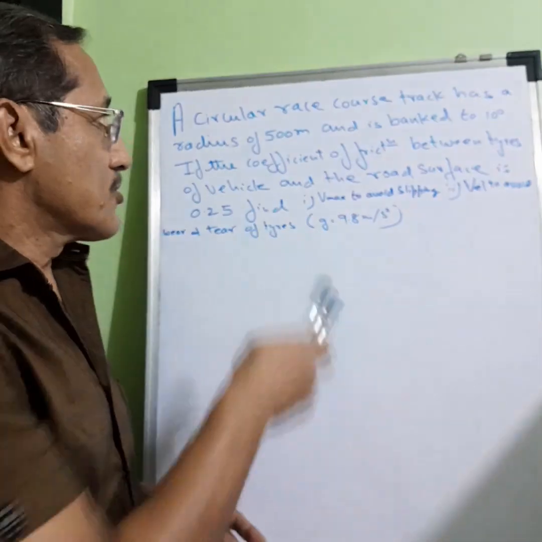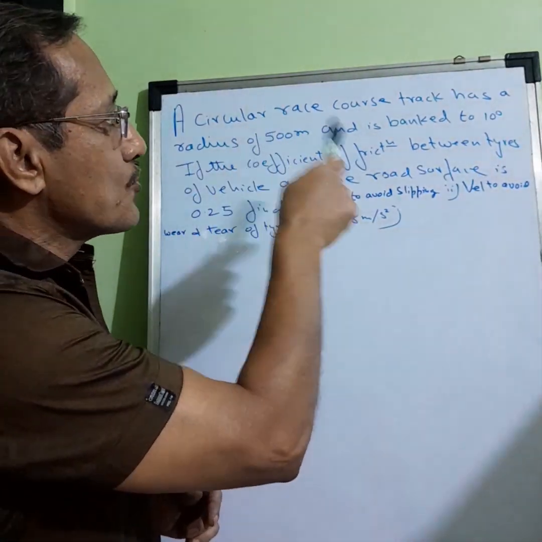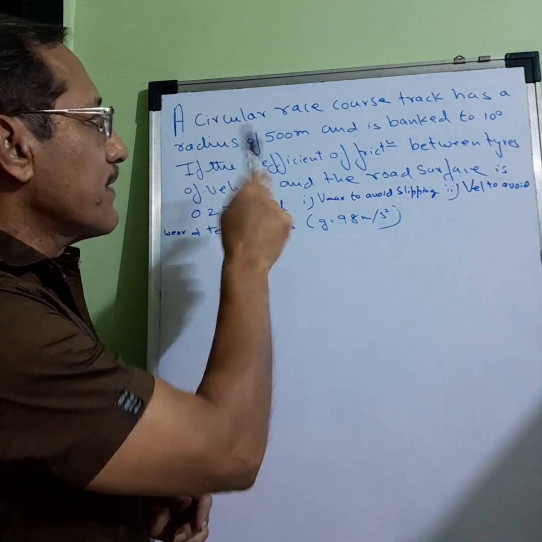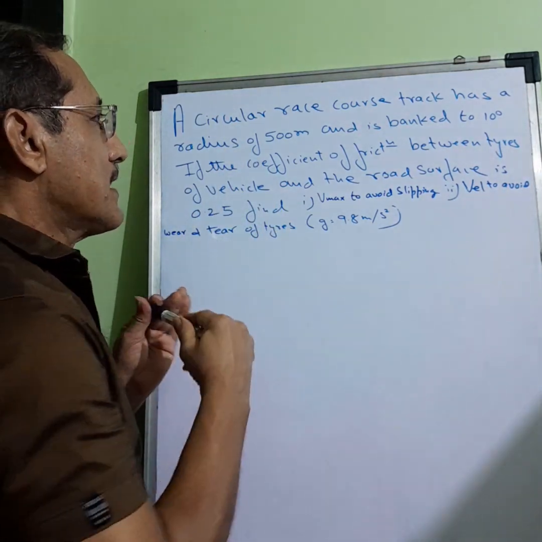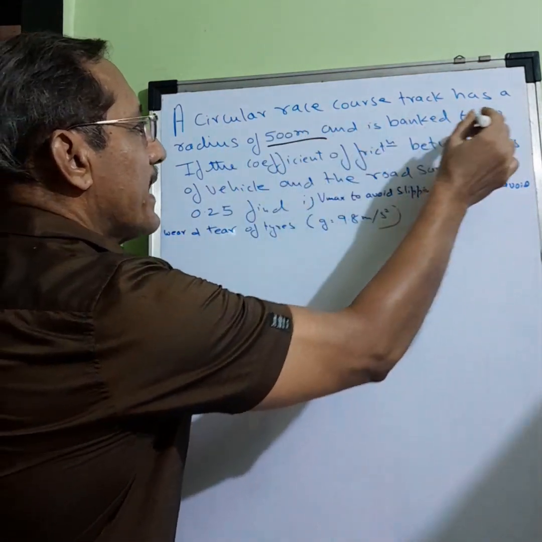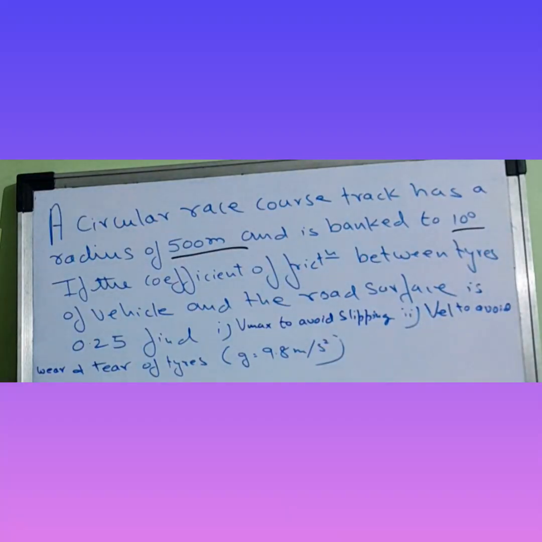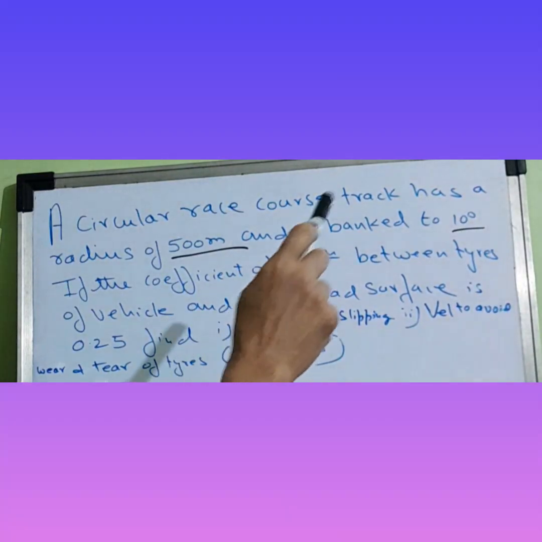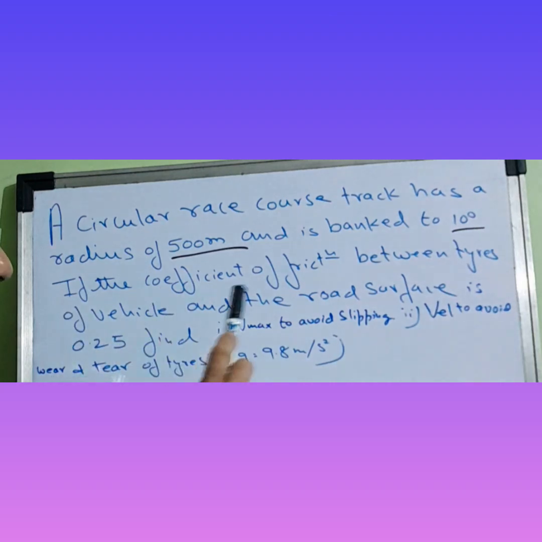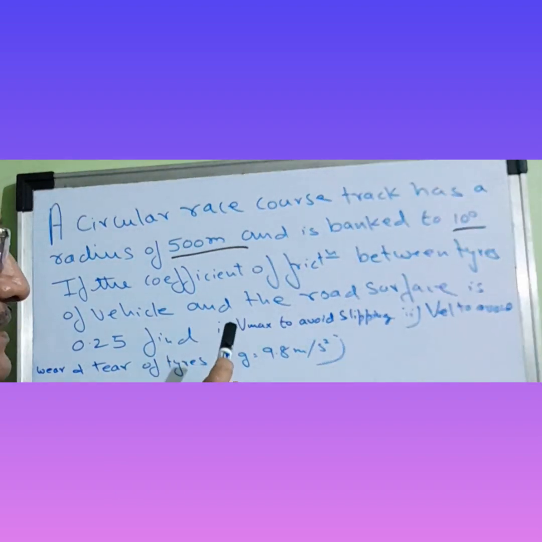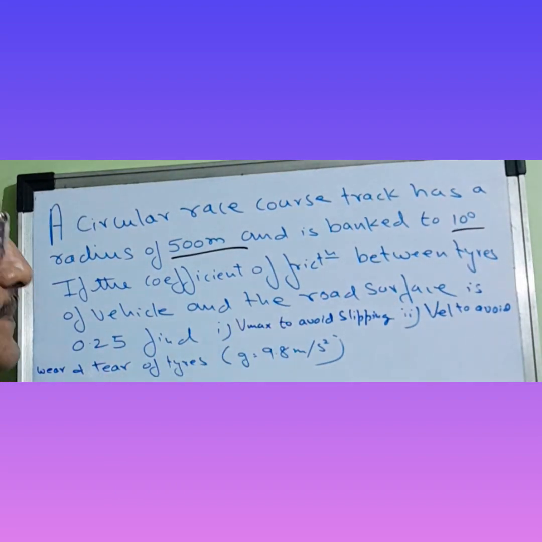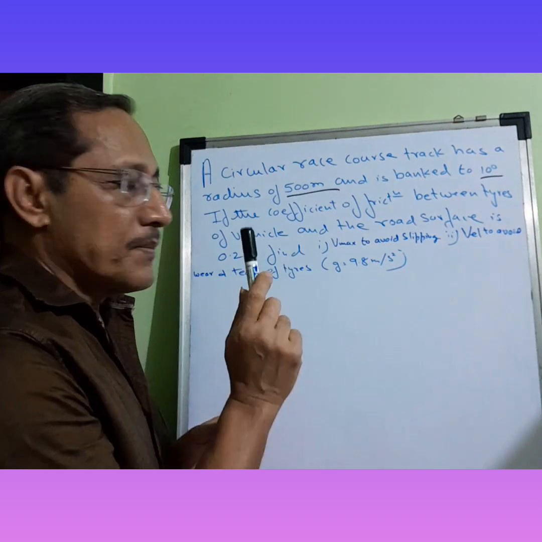Okay guys, let's try and sort out this sum. A circular race course track has a radius of 500 meters and is banked to 10 degrees. If the coefficient of friction between tires of the vehicle and the road surface is 0.25, find Vmax to avoid slipping and velocity to avoid wear and tear of tires. G given is 9.8 meters per second square.